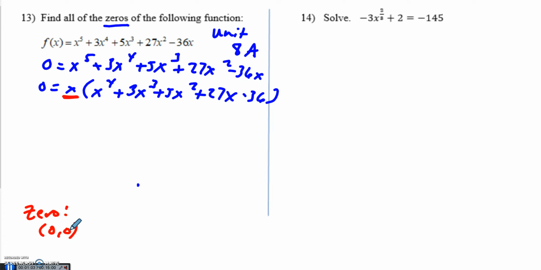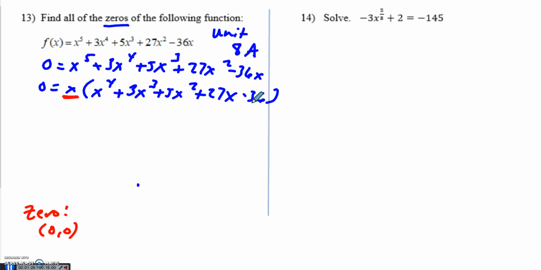So there's 1. And because it's an x to the 5th function, it's possible we could have up to 5 zeros. Now, if I look at what's remaining, I can't group it because I have 5 terms and not 4. Doesn't look like I have any more GCFs, so it looks like I'm stuck. Until I remember that my best friend is my calculator, and my second best friend is synthetic division.